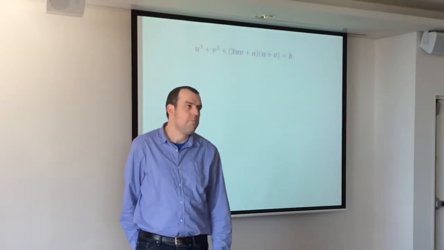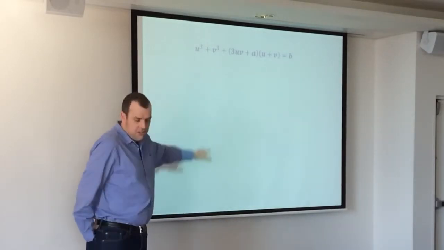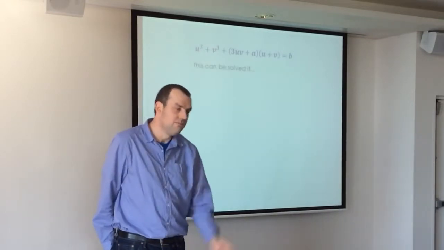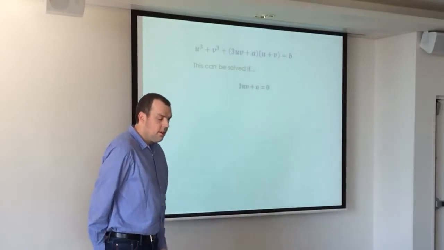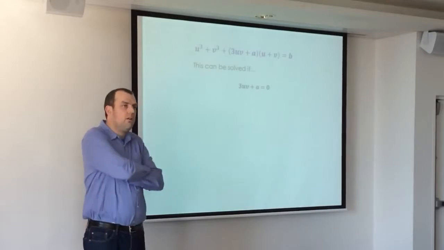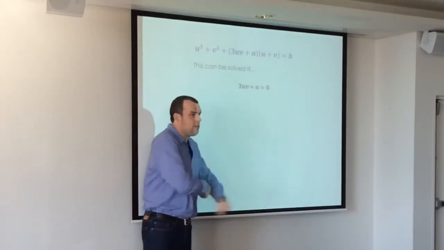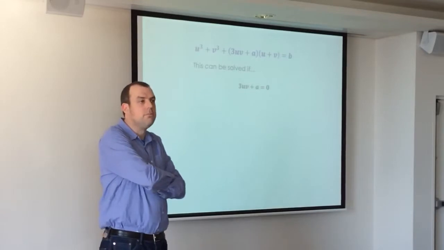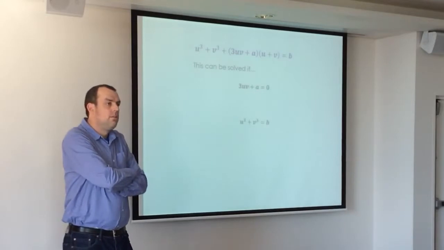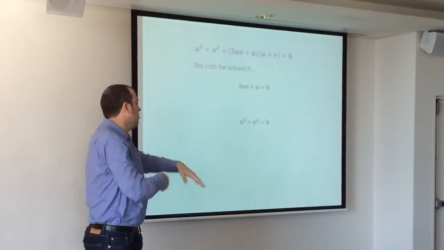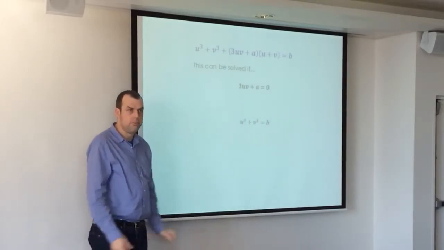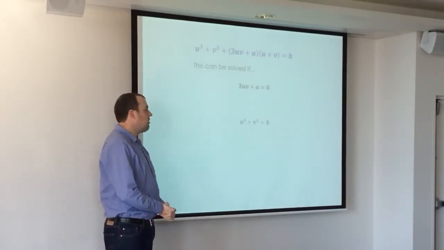Okay, so this can be solved if, and I'm not saying if and only if, I'm saying if. What if 3uv plus a were equal to 0? Now that doesn't solve it, but what if this term were equal to 0? What would that then imply? u cubed plus v cubed equals b. That's right. Okay? So, working in reverse, if those two things were true, then that would be solved, wouldn't it? Yeah? And so this is how we proceed.